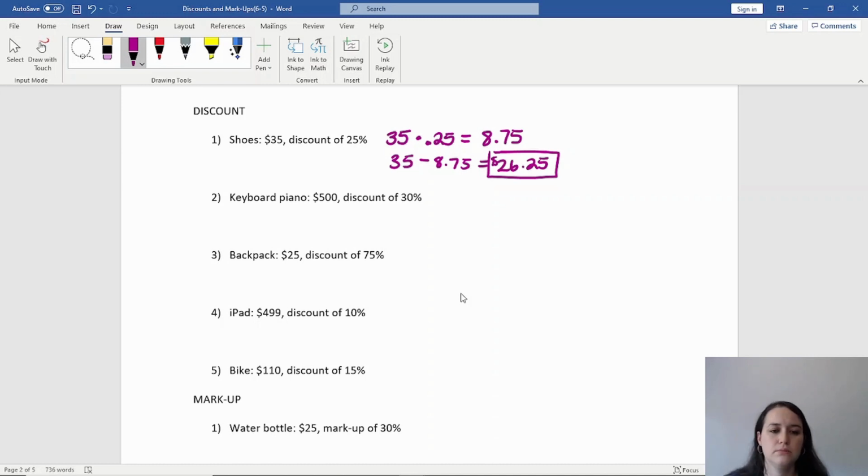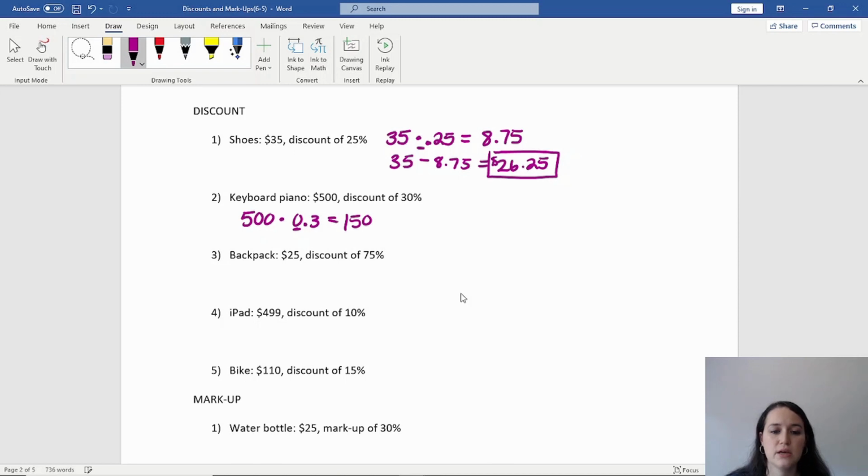Keyboard piano. For space, I'll put it over here. $500, but you have a discount of 0.3. Remember, 0.3. You don't have to put the 0 in front like I didn't up here, but it's totally up to you. If it's hard to tell what you're looking at, put the 0 in front of the 3. All right, that is going to be $150.